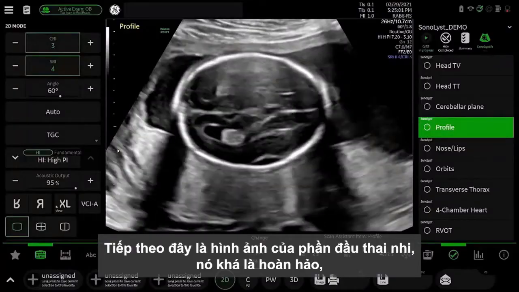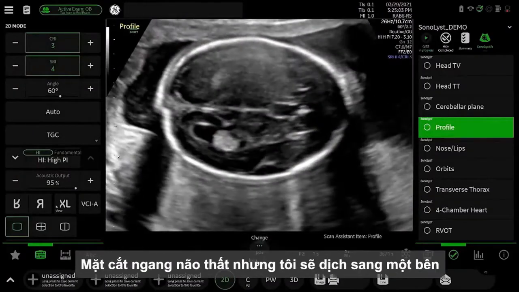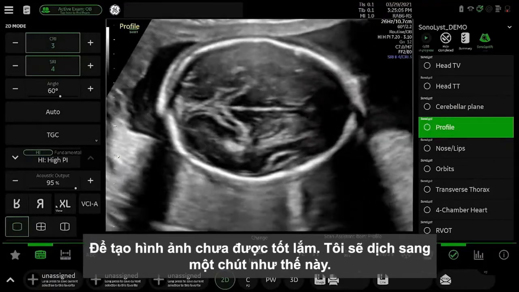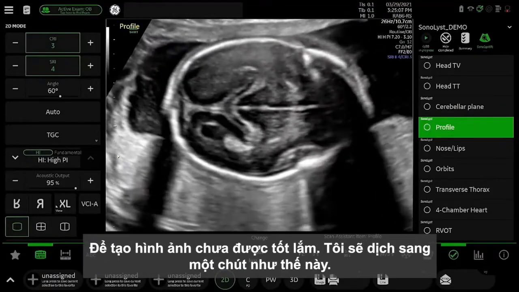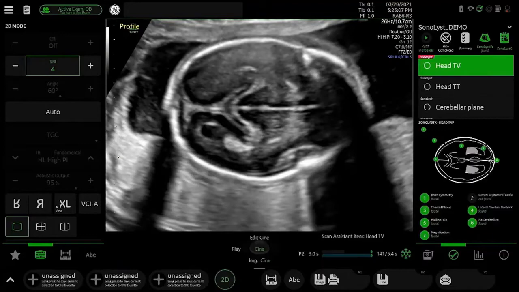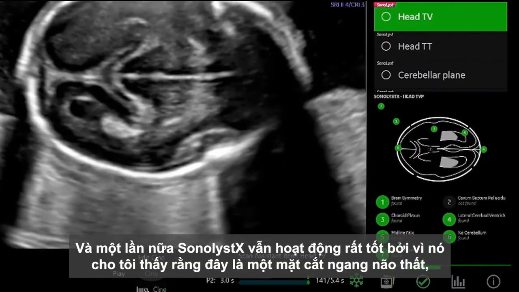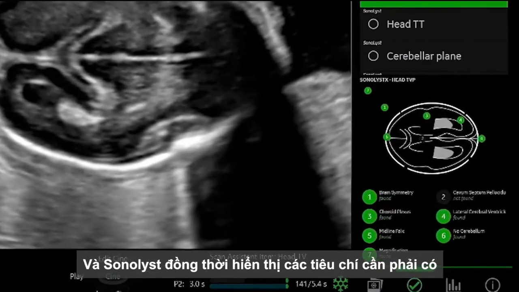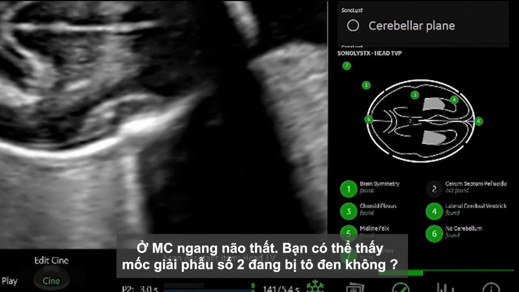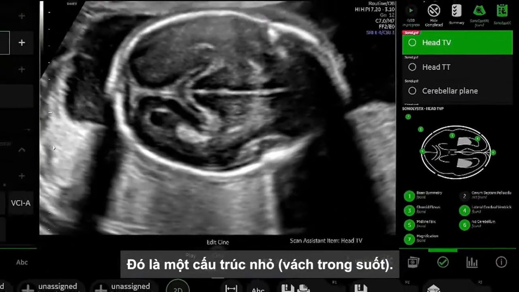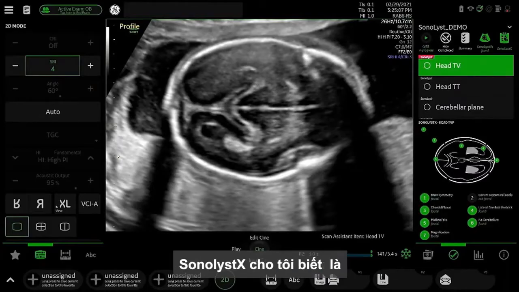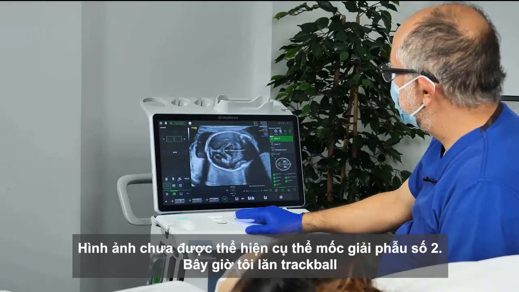And this is pretty perfect here on the ventricular plane, but I'm going to move to be not completely perfect. I'm going to move a little bit like this. And it's doing a great job, because it's showing me that this is a transventricular view of the head, and it's showing me all the criteria that should be there. And can you see that number 2, that is blank? That's the little structure there at the front, and it's telling me I'm not seeing that particular structure.